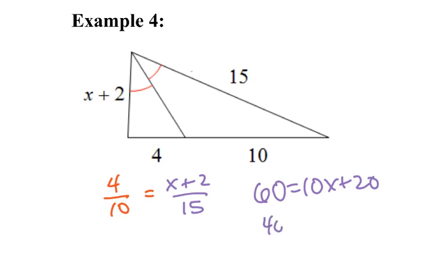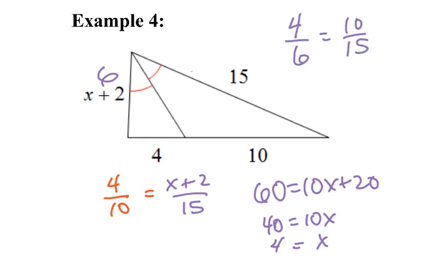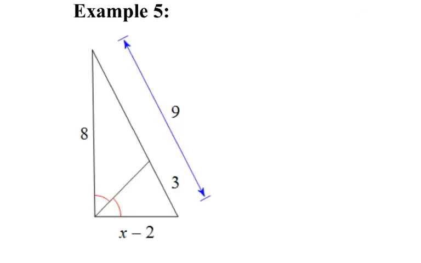Subtract 20 from both sides. And so x is equal to 4. So that means that this side is 6. And so if you look at our ratio, 4 to 6 equals 10 to 15. They both reduce to 2/3, so that's correct. Okay, let's go to the next one.